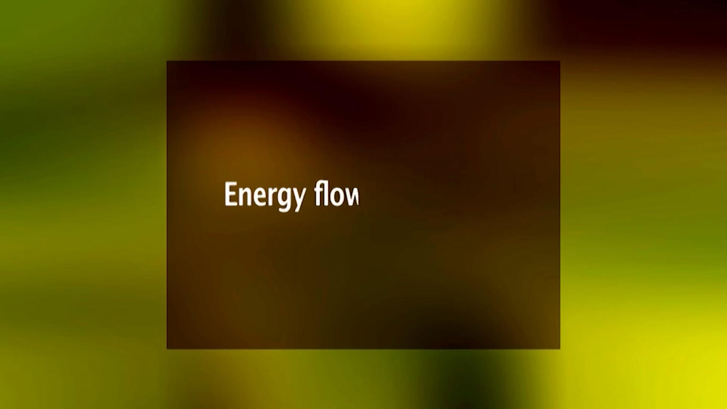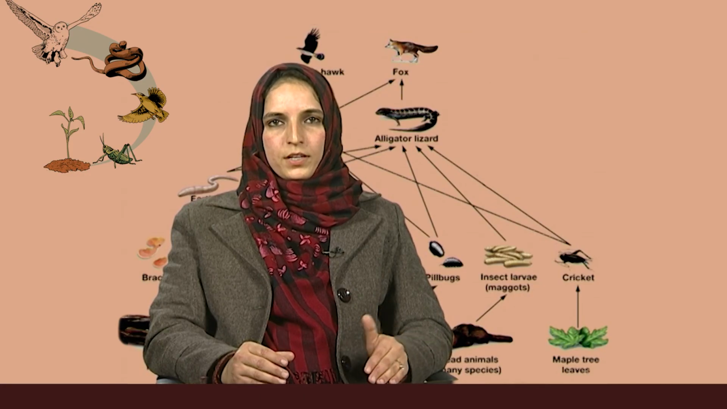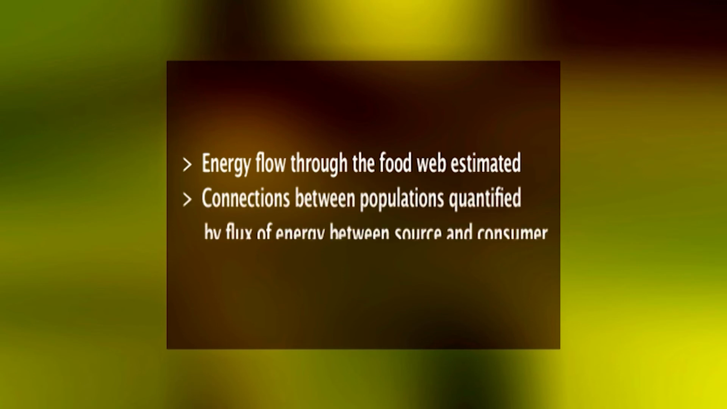The second one is energy flow food webs. In this type of food web, energy flow through the food web is estimated. The connections between populations are quantified by the flux of energy between a source and its consumer.